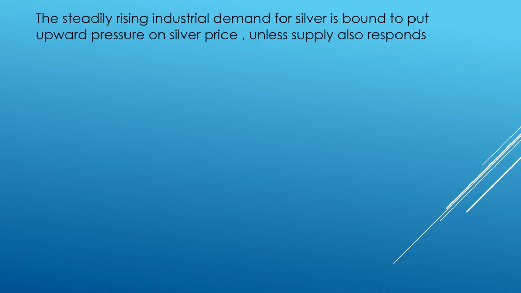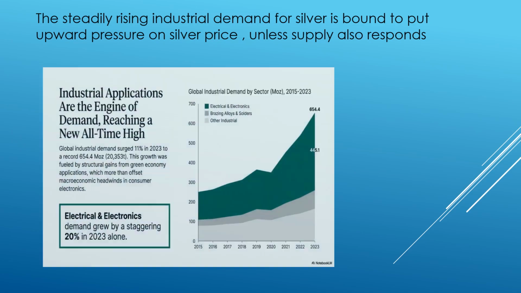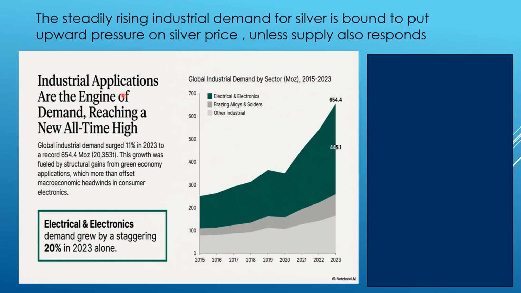Now, the steadily rising industrial demand for silver is bound to put upward pressure on the silver price unless supply also responds. Now, this picture shows the rise of the industrial demand of silver. Global industrial demand by sector. See, the share of electricals and electronics industries in the total demand has been rising since 2000, I think 19 or 20. Electricals and electronics demand grew by a staggering 20% in 2023 alone.